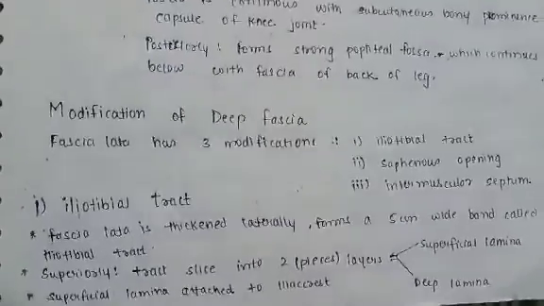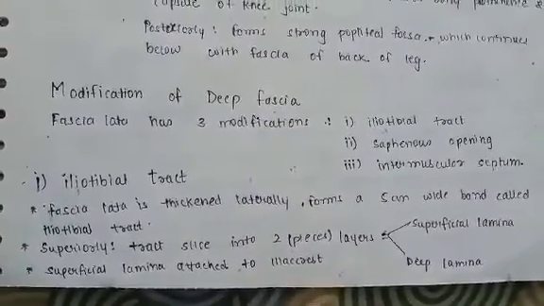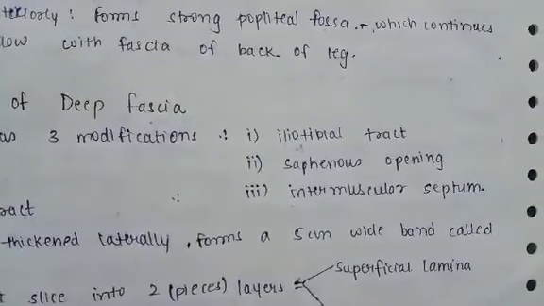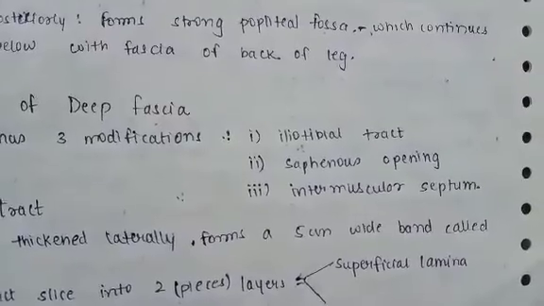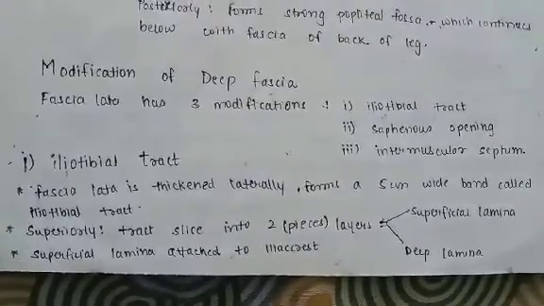Now, modification of the deep fascia. There are three modifications of the deep fascia, or fascia lata. First is the iliotibial tract, second is the saphenous opening, and the third is the intermuscular septum. First, let's deal with the iliotibial tract.